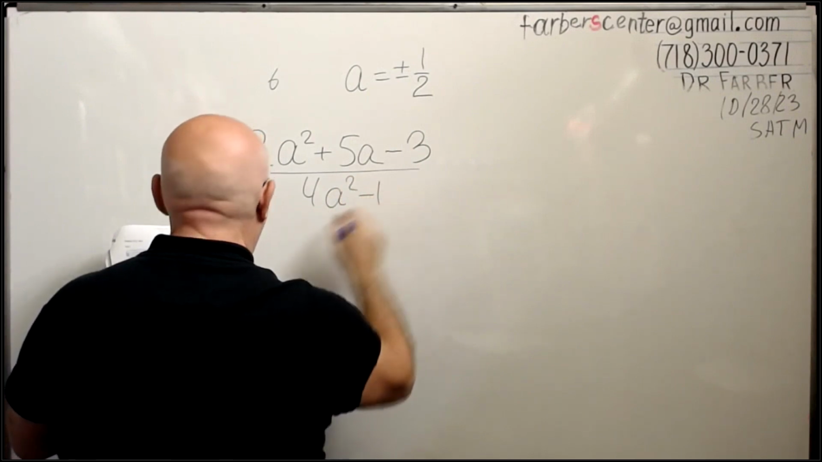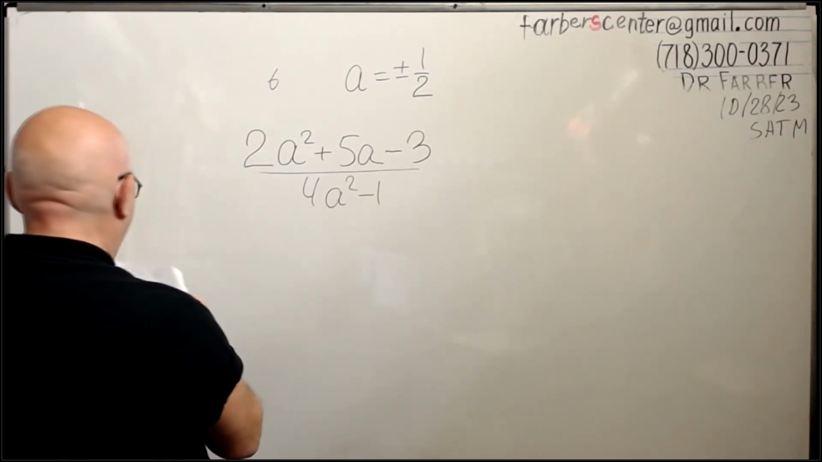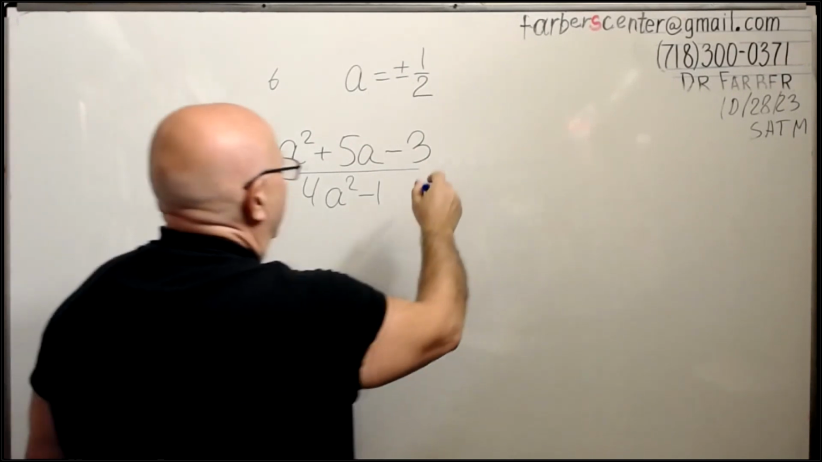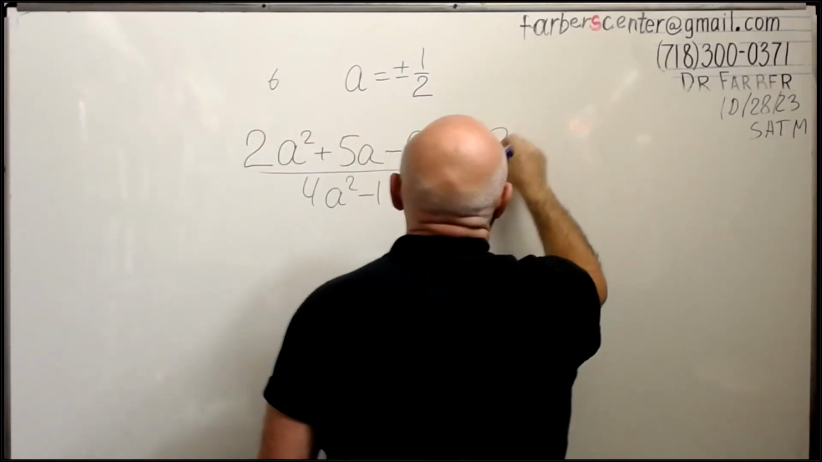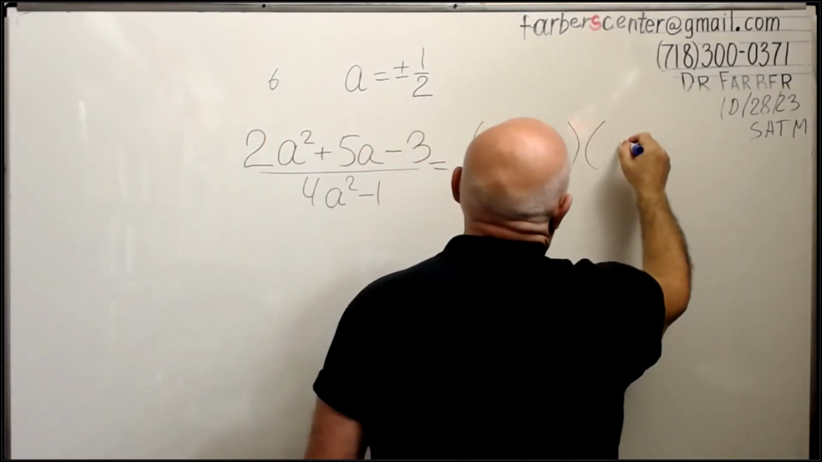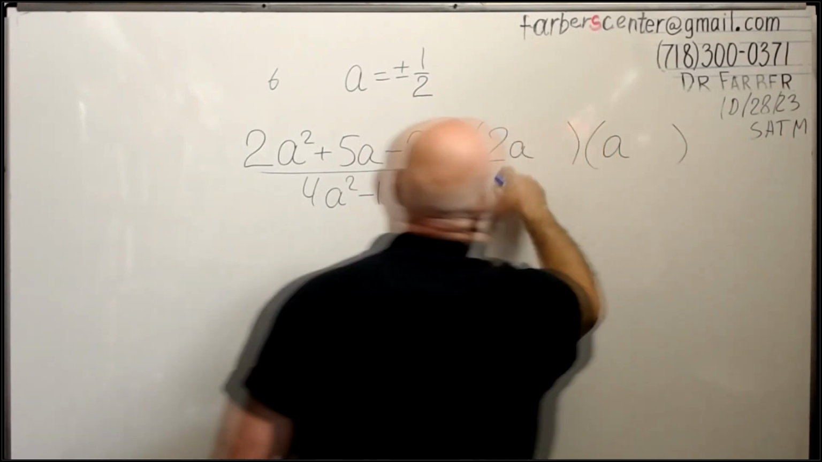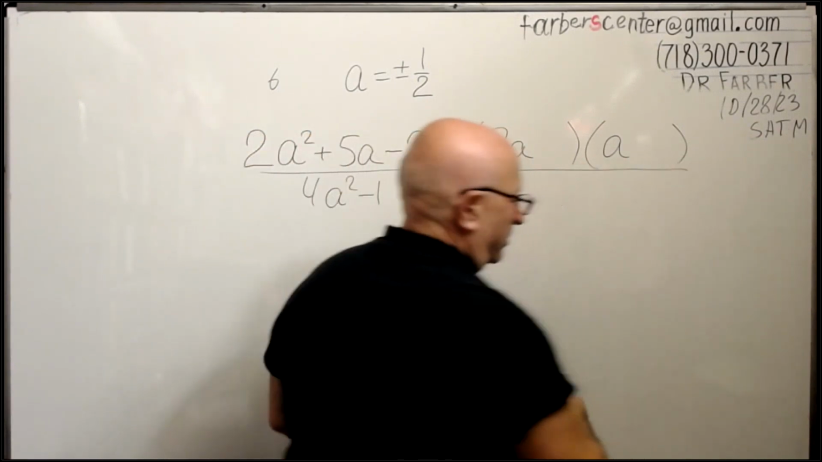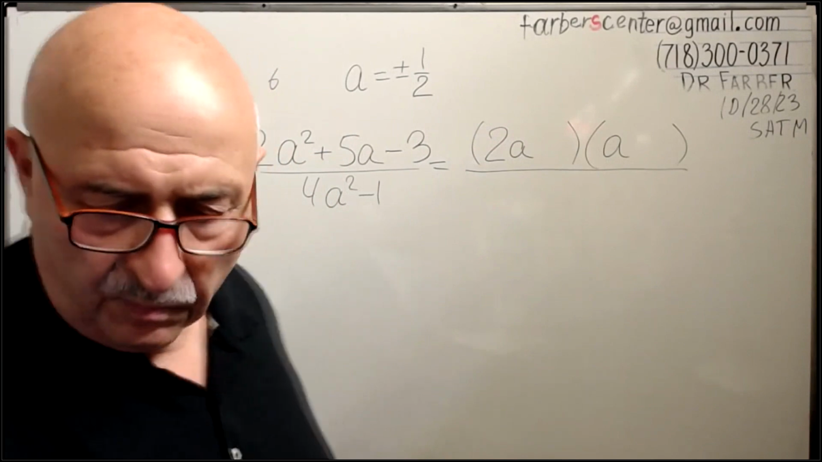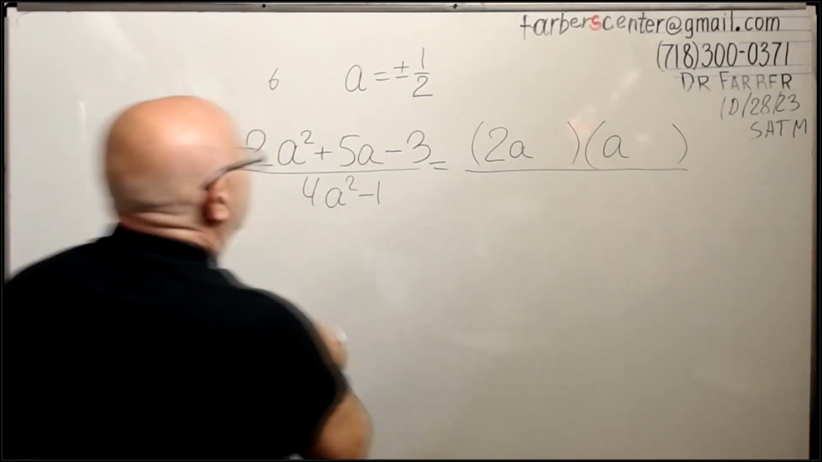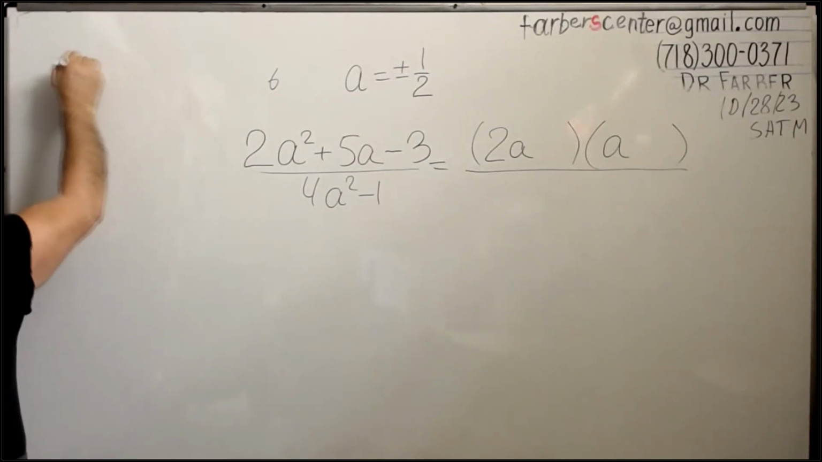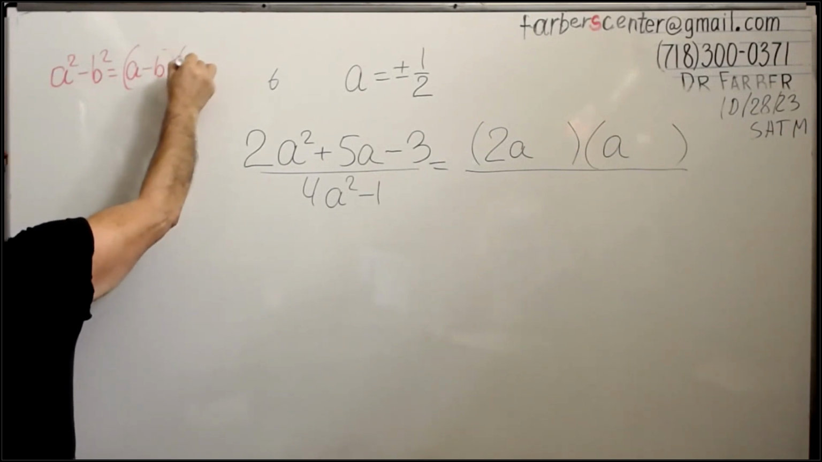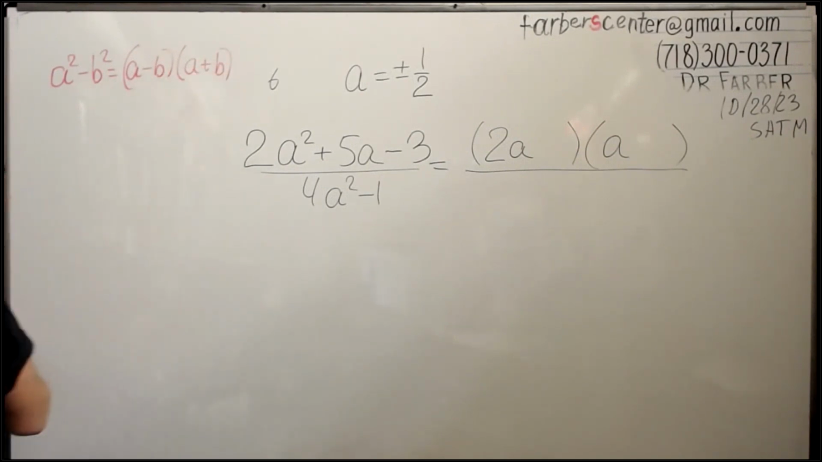You can again apply the Francois-Vieta theorem. Since the first coefficient is 2, you can apply this theorem. It will be 2a, close parentheses, a. Why? Because 2a times a is 2a squared. You can use a and a. And for this, I just remind you, everyone knows this formula: a squared minus b squared equals a minus b times a plus b. Remember this. This is how I factorize the denominator.